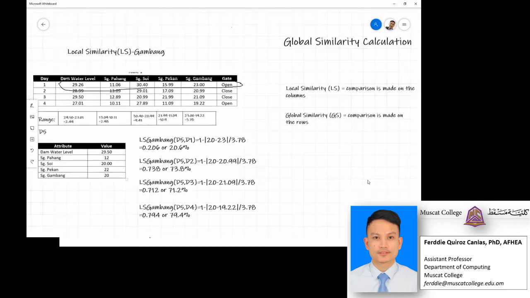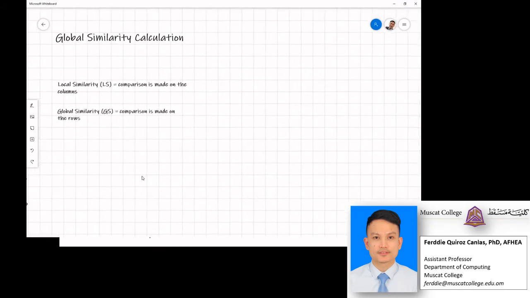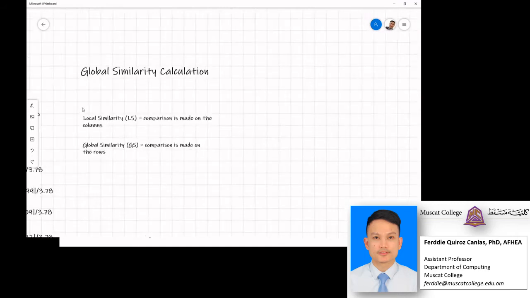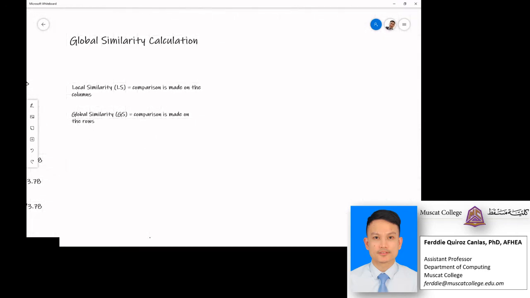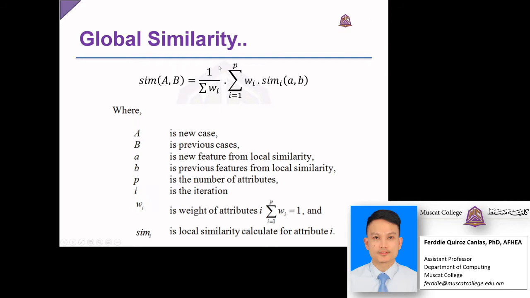So let's proceed with the global similarity. The global similarity is taking the formula as shown in the PowerPoint. So the global similarity of A, the new, this one, and the old one is equal to 1 over the summation of the weights. So meaning we will be now considering here the weights.